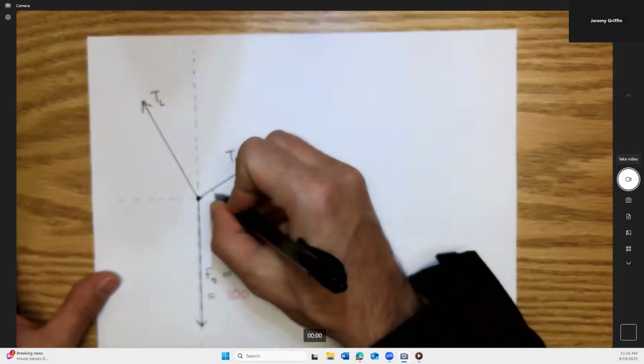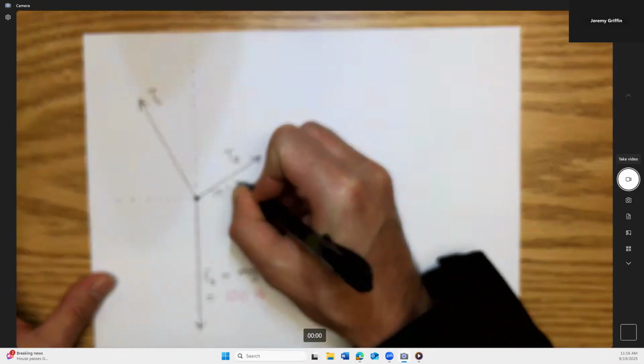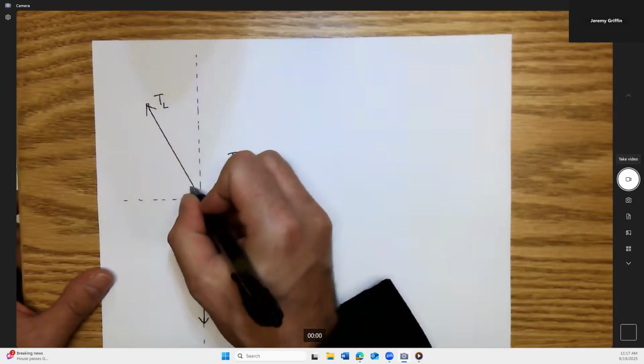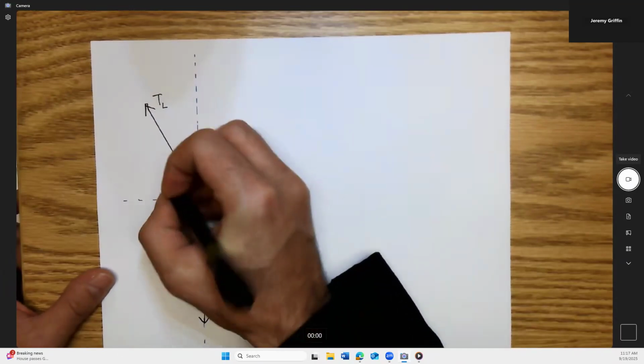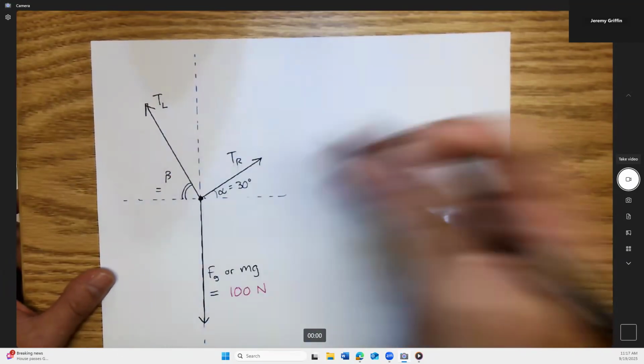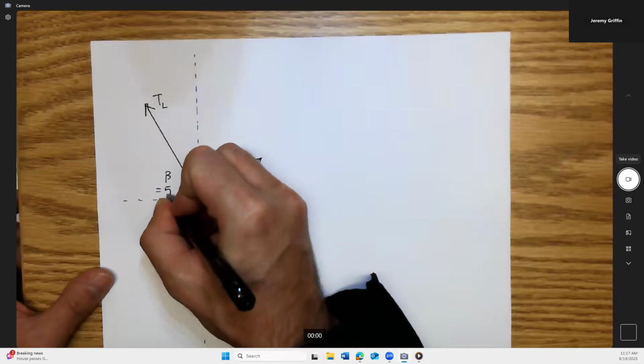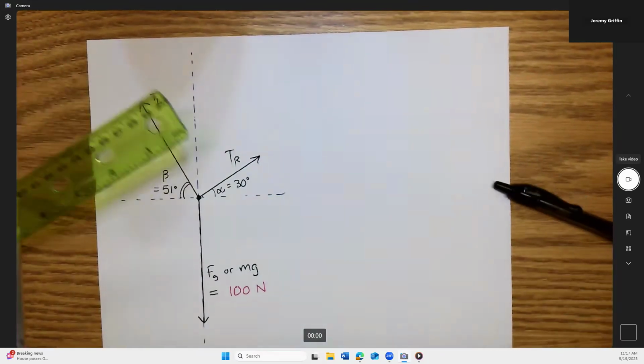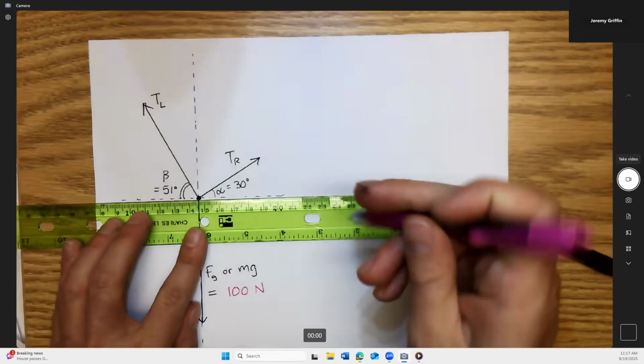So let's call this angle alpha. Let's say 30 degrees. 30 degrees is a pretty good one to be familiar with. And I'll make this angle over here, let's call it beta. And let's go wacky bananas with this. How about 51 degrees? Just something crazy. All right, we'll see what happens. I don't know, I haven't worked this out ahead of time. Okay, so let's break this into components.